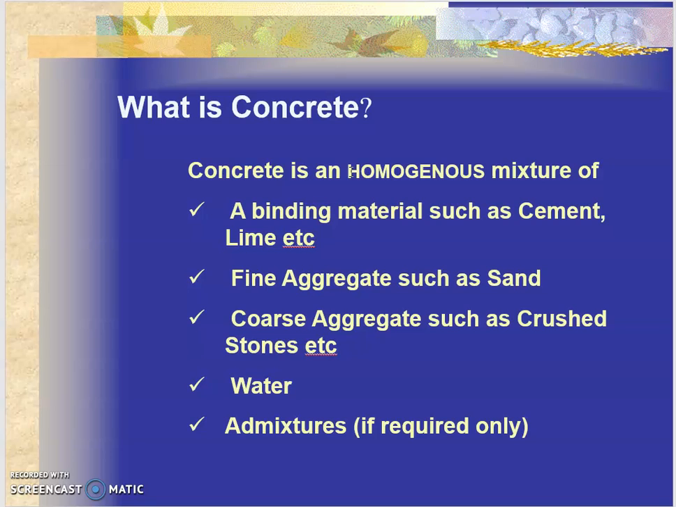Fine aggregates, primarily aggregates are what? Aggregates are inert materials. See, when you make concrete, you have cement, fine aggregates, coarse aggregates, water. Admixtures are materials which alter the properties of concrete when it is in wet state or when it is in hard state. Now, these fine aggregates and coarse aggregates together form something called aggregates. Now, what are these aggregates? These are materials which are not reacting, inert materials.